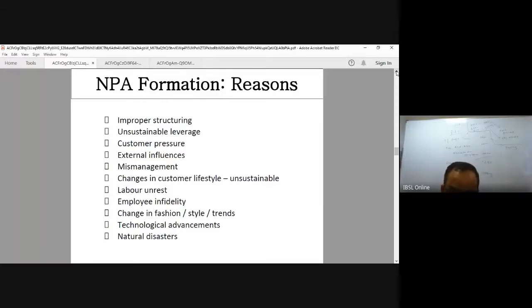Right. Natural disasters also are a reason, which are acts of God, things which are beyond control. So suddenly tsunami, flooding, lightning, right? These are things which can happen where we do not have control.